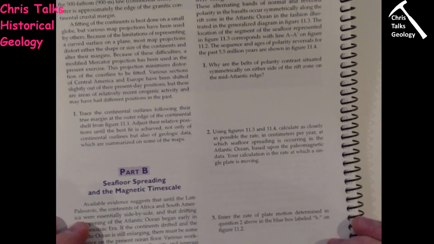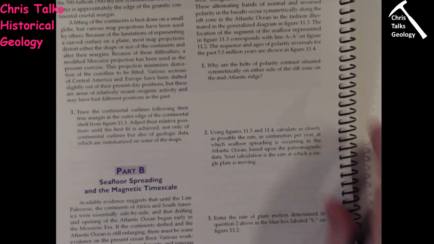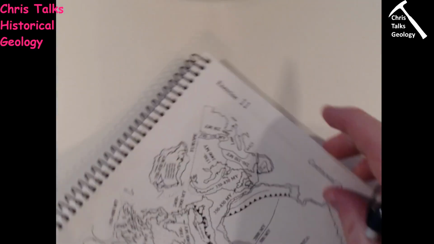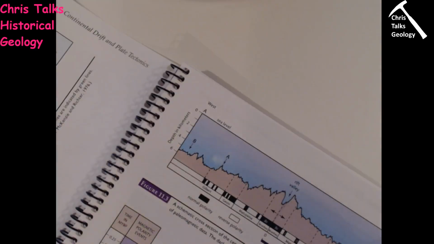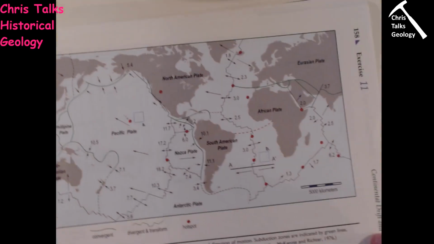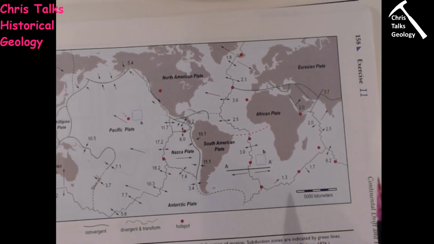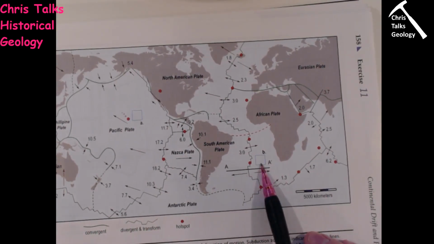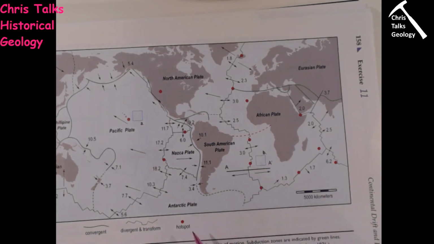Okay, so that was part 2. I hope that made sense. Next on to part 3. Part 3 asks you to put this rate of plate motion you just calculated into the blue box labelled B on diagram 11.2. You'll find diagram 11.2 here on page 158. Here's our diagram, and box B is right there. You're going to put the rate of spreading you just calculated into this box right here. That's it. Nothing special. Just write the number in there. Done.